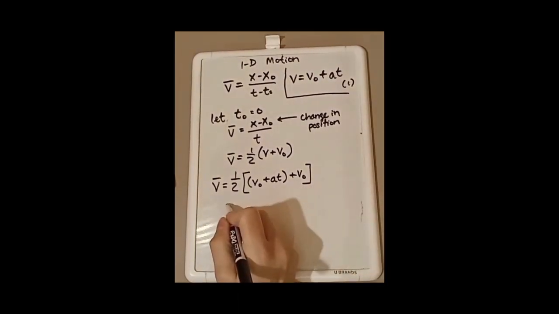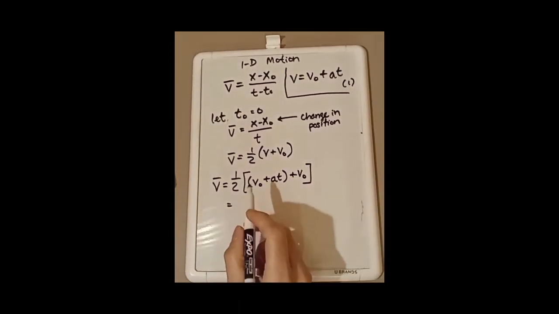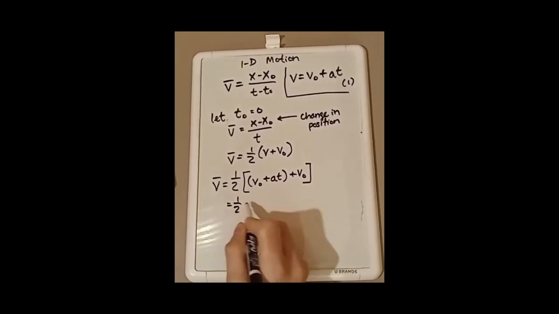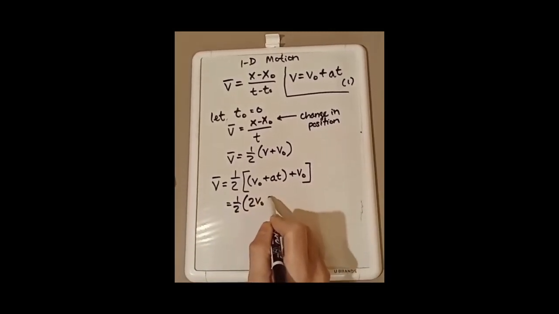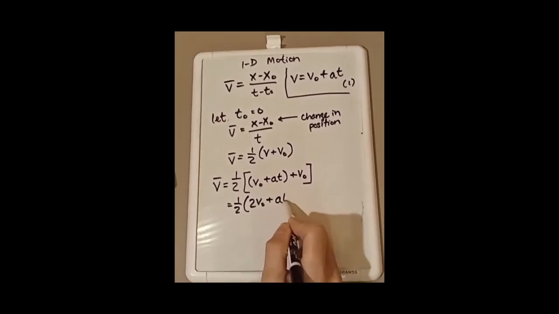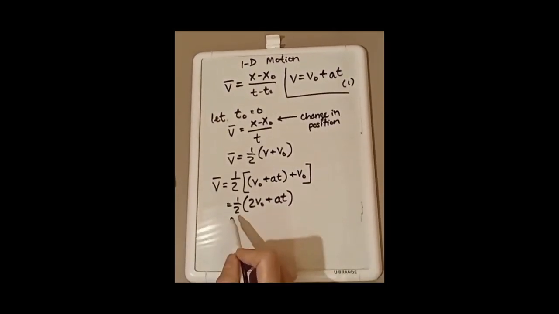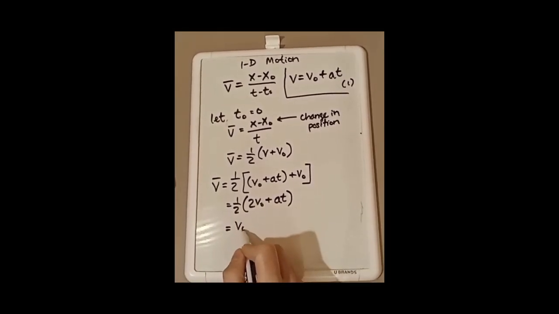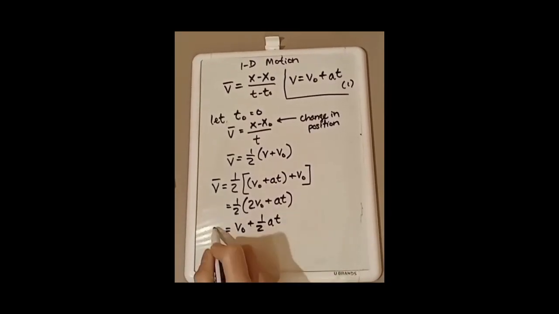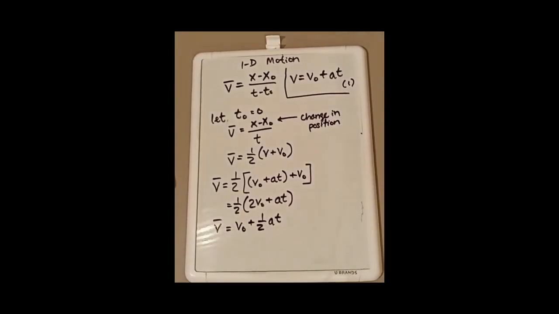So let's just kind of work through this. So we have 1/2 times 2 v naught plus at. And the 1/2 will cancel out that 2, so we're going to end up with v naught plus 1/2 at. And that's our average velocity.